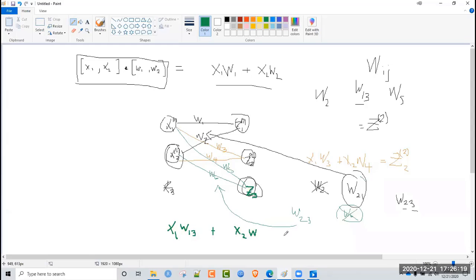Okay. And how about here? I'm trying to get Z3 here, right? So what is this? W2, what? Oh, 2 and 3. W2,3. Okay, good. So Z3, how do we get Z3? We take this one, this times the weight that comes from here to go to here. So that's the weight W1,3, plus this times the weight that goes from here to here. So this X2 times the weight that goes from 2 to 3. So that's W2,3.